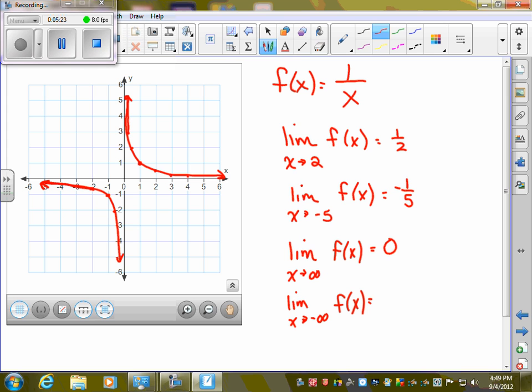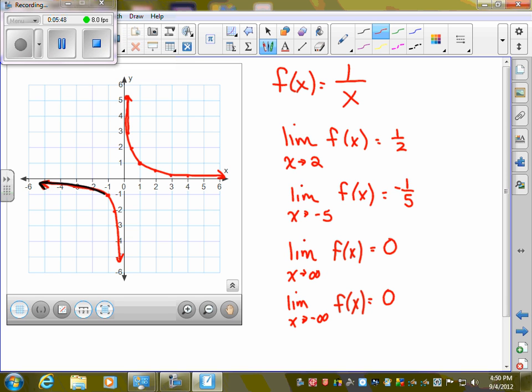Well, if I pick numbers that are going to the left towards negative infinity, I can see that my y values are also going towards 0. They just happen to be coming from the bottom of the graph. So they're getting smaller, but they're going from the negative direction. So we're going to have like negative 100, negative 1,000. But they're still getting closer, and they're getting closer to 0.